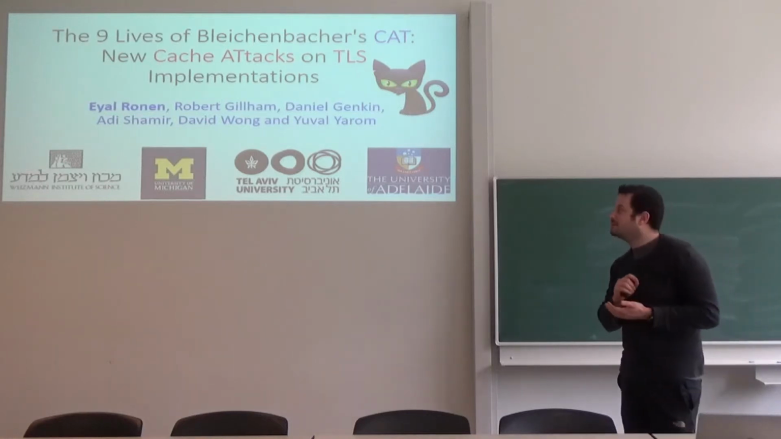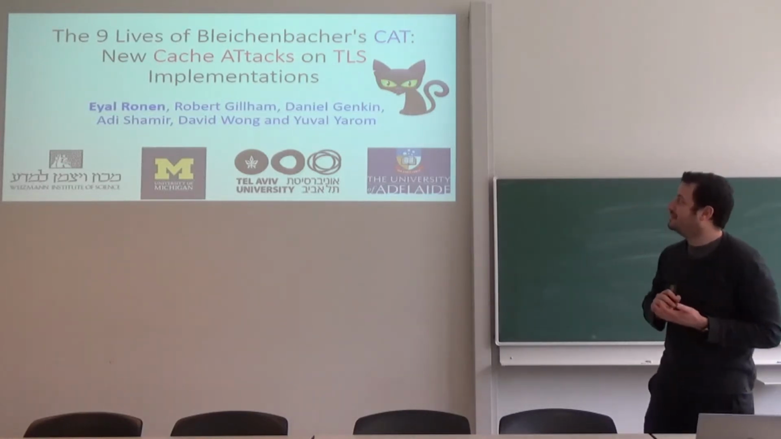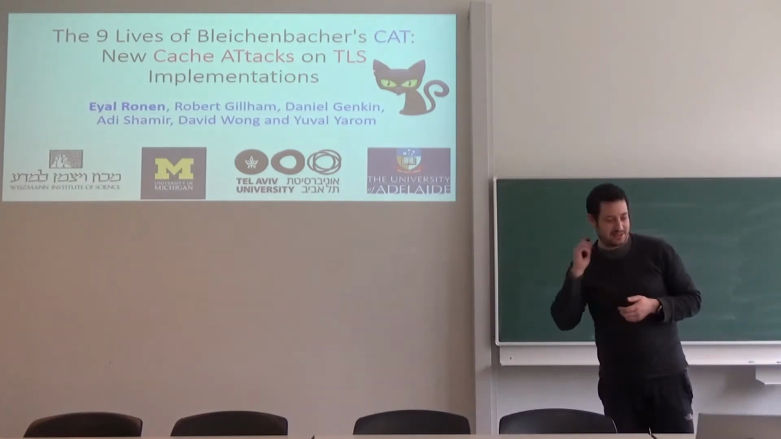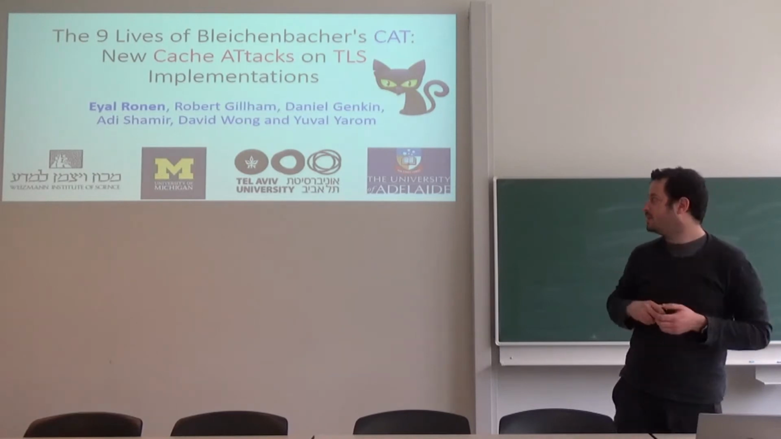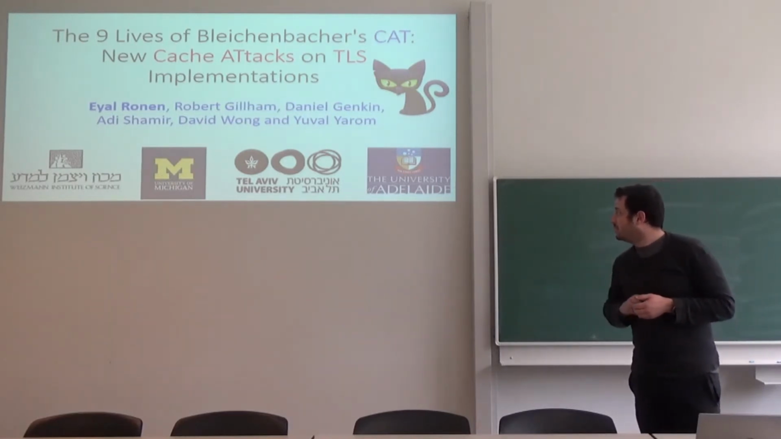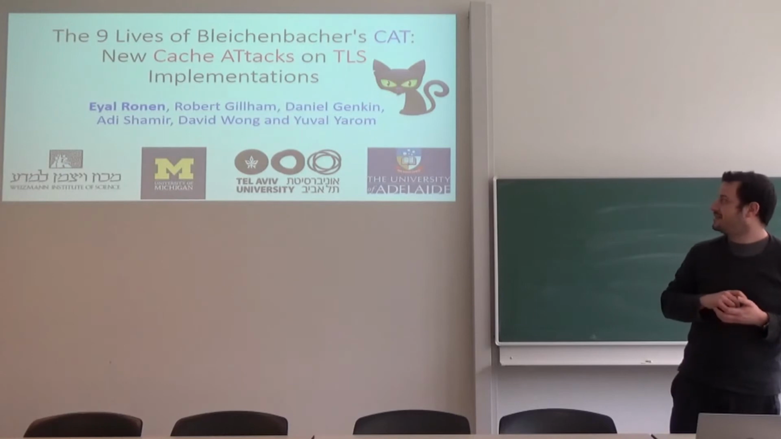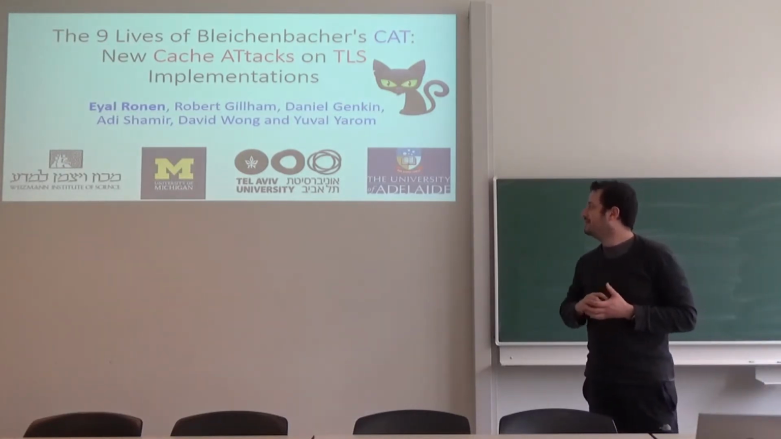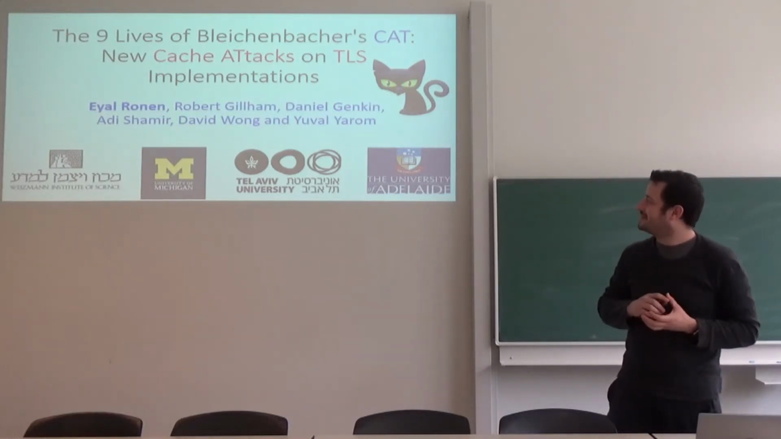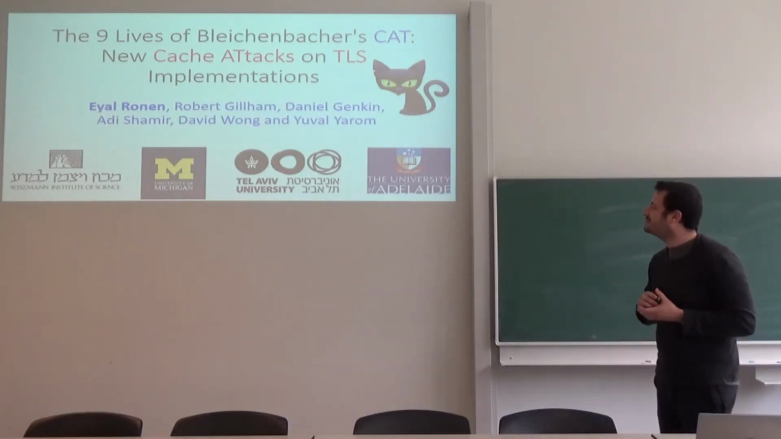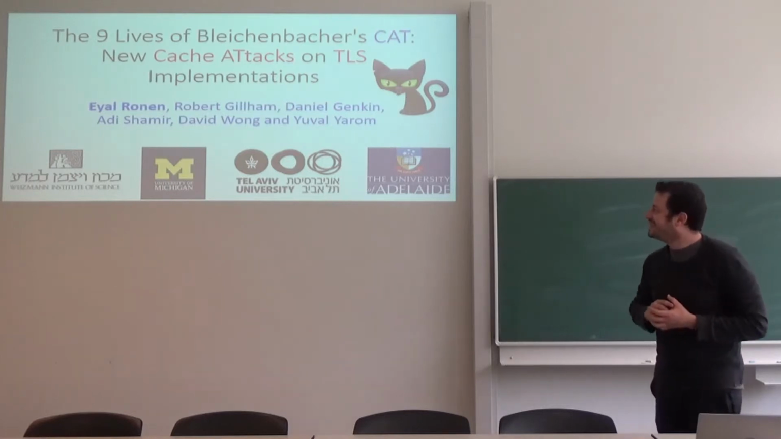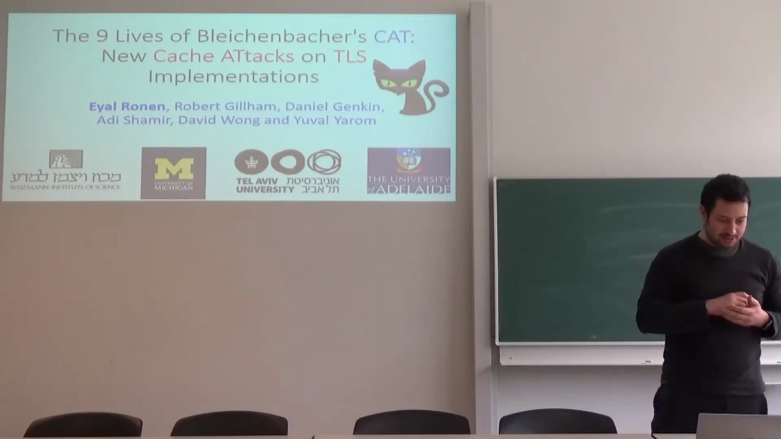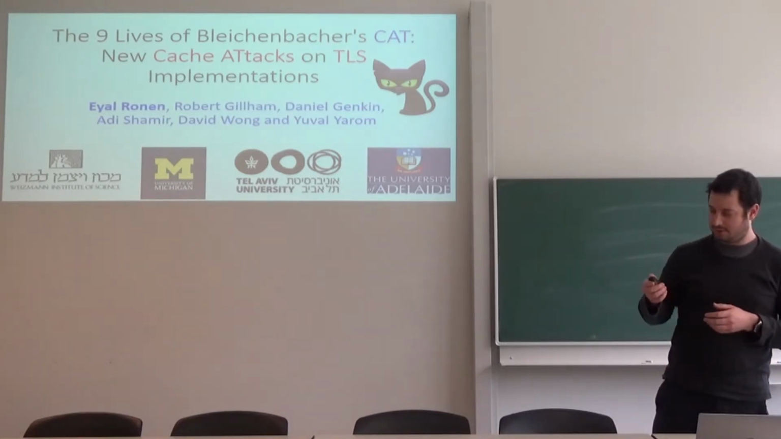Okay, so the very long title is The 9 Lives of Bleichenbacher's Cat, New Cache Attacks on TLS Implementations. This is joint work together with Robert Gillham and Eyal Ronen from Adelaide University, Daniel Genkin from Michigan, David Wong, currently from I don't know where he is right now, but he is somewhere different, and Adi Shamir from the Weizmann Institute.